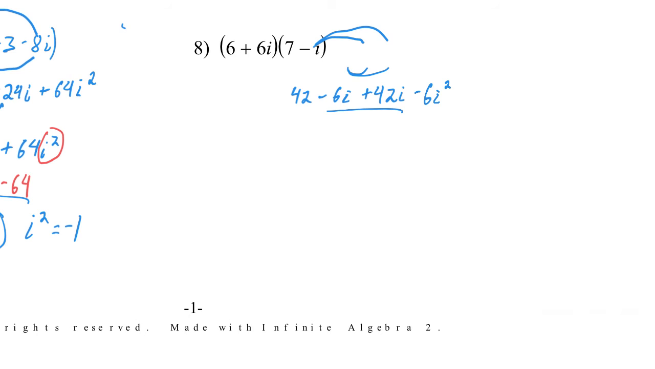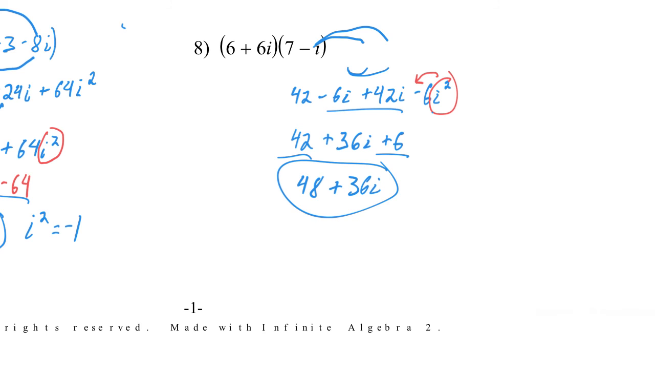And then you combine your like terms, and this i squared, remember, is negative 1. So what it's going to do is change the sign of this. So instead of negative 6 it's going to be positive 6. So I'm going to drop down the 42, negative 6i plus 42i. So 42 minus 6 is going to be positive 36i. And then remember that i squared is making this positive 6, which gives you more like terms to combine. 42 plus 6, so 48 plus 36i. There you go.